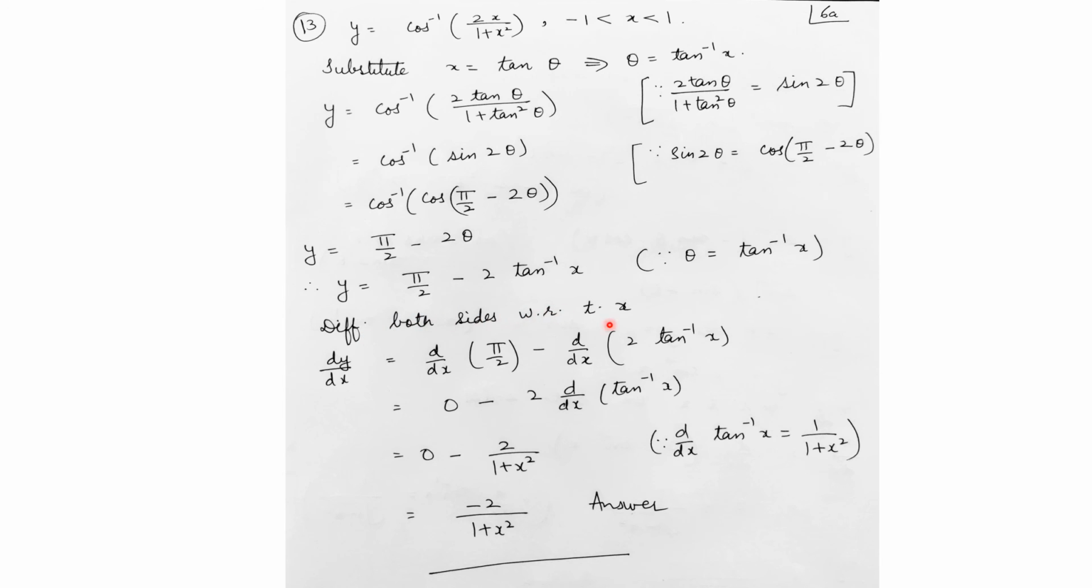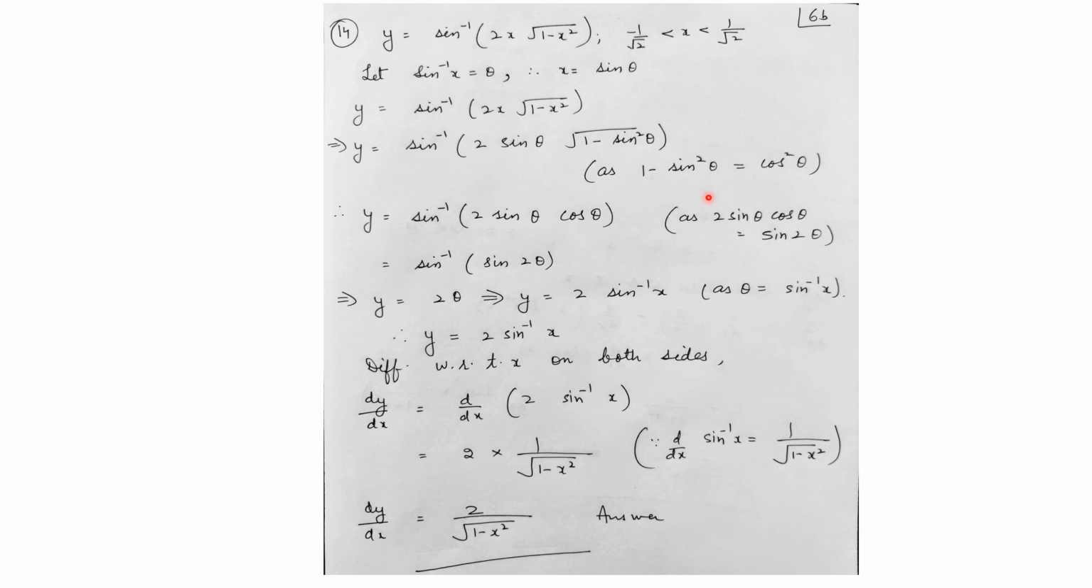Differentiating both sides with respect to x, dy by dx is equal to d by dx pi upon 2 minus d by dx 2 tan inverse x. Now this answer is 0 because it is considered a constant. Minus 2 d by dx tan inverse x. What is the derivative of tan inverse x? It is 1 upon 1 plus x square. So the answer is 0 minus 2 upon 1 plus x square. Answer is minus 2 upon 1 plus x square. This is the answer to the 13th question.